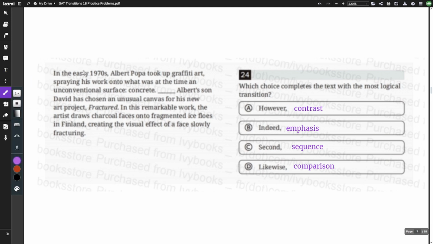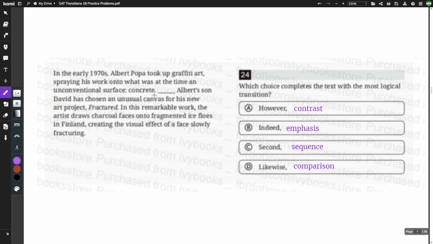Anyways, let's look at our text. In the early 1970s, Albert Popa took up graffiti art, spraying his work onto what was at the time an unconventional surface, concrete. Albert's son David has chosen an unusual canvas for his new art project, Fractured.